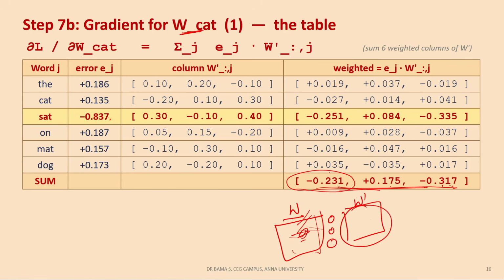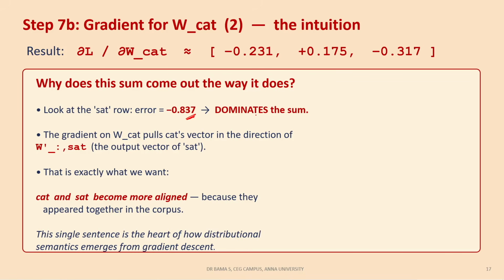When you compare this minus 0.837 with all the others, this is going to dominate the sum value. If you see, all these are going to be very small values and this is larger. Therefore, this dominates the value. So the gradient of W cat pushes in the direction of SAT. If you see cat and SAT, the values are going to be very similar. So this is exactly what we actually want. So cat and SAT, we started off with different values, but due to backpropagation, these become more aligned.